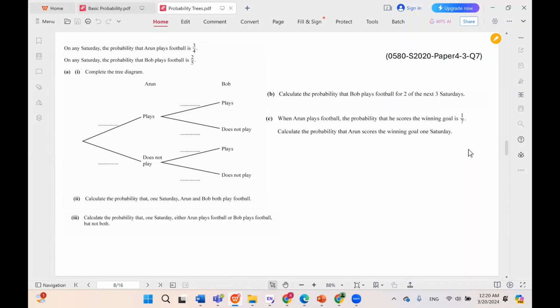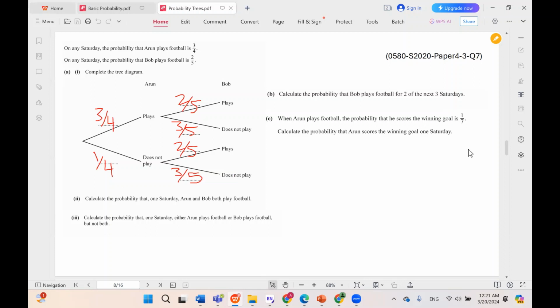So the probability that Aaron plays is 3/4. The probability that he does not play would be 1/4. And then for Bob, we have 2/5 and 3/5. It is not affected by Aaron, so we just write the same numbers here again, 2/5 and 3/5.